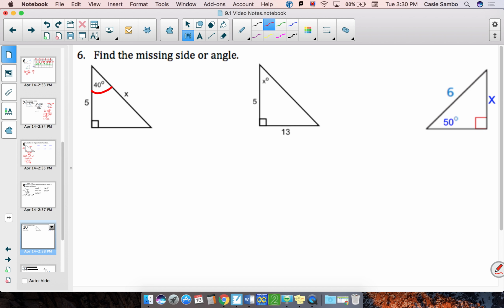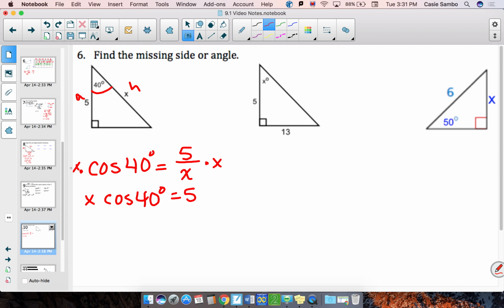So looking for my 40-degree angle, I have my adjacent and my hypotenuse. So that means that I would need to use cosine. So cosine of 40 degrees is going to be the adjacent over hypotenuse. Now I just have to solve for x. So I multiply both sides by x, and I get x cosine 40 degrees equals 5. Divide by cosine of 40. And I get x equals 5 over the cosine of 40.